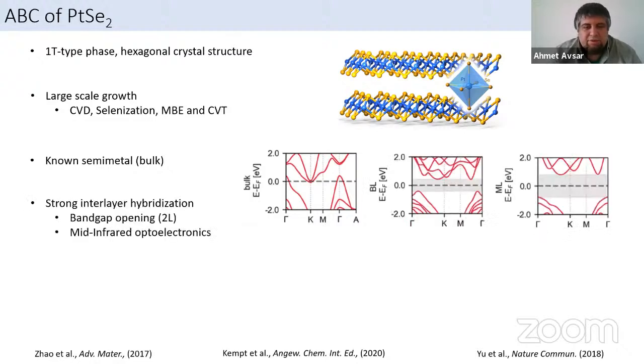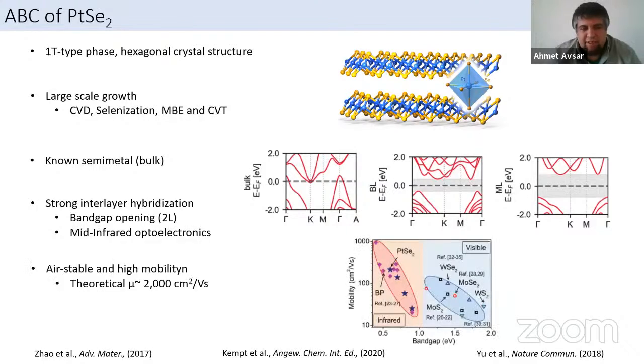But in 2017, it was discussed that once you go from bulk to the monolayer limit, because of the strong interlayer hybridization, a band gap opens at two layers. So once you thin down this material to two layers, the material becomes a low band gap material, and in monolayer the magnitude of the band gap is even increasing. Okay, which makes the material especially important for mid-infrared optoelectronic devices.